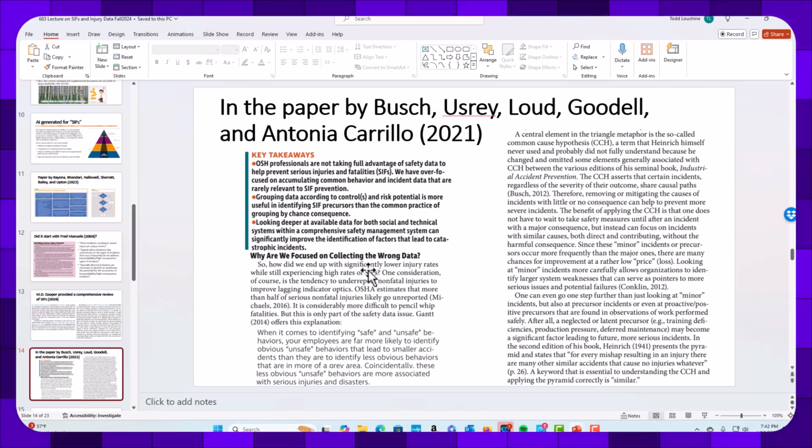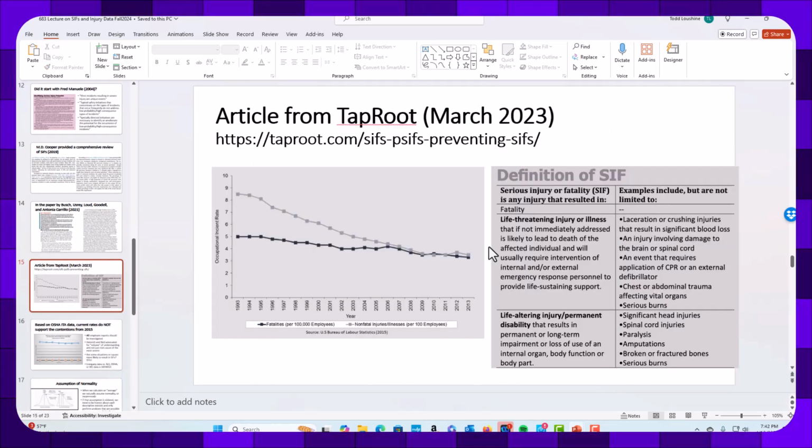We're focused on collecting the wrong data. So they are pushing for this idea, and here's what they're predicating all this on. What they're saying is fatality rate hasn't gone down much. The incidence rate has gone down a lot. So therefore, maybe we're focusing on the wrong thing. That's kind of the basis for it. But the problem is the units. The fatalities are per 100,000, the incidence rates per 100 employees. But they put them on the same scale for dramatic effect.